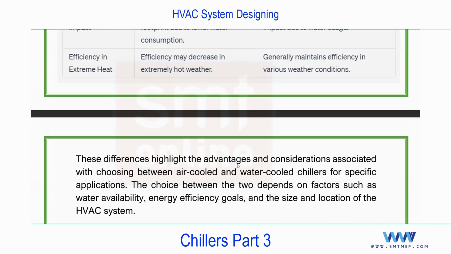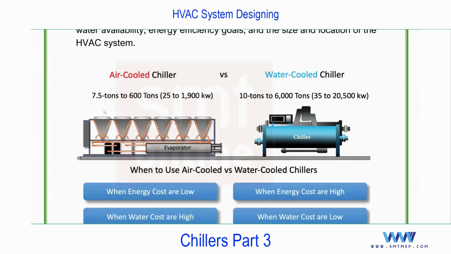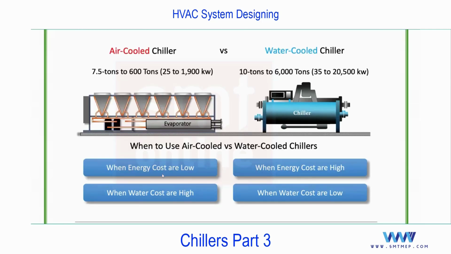Now, if you talk about the capacity, as we discussed, 7.5 to 600 tons for one unit of air cooled, but for water cooled up to 6,000 as a single unit. And the quick summary: generally we use air cooled when the energy cost is low and the water cost is high. This is one point, and we discussed the other points also. And for water cooled, when energy cost is high and water cost is low, we can suggest water cooled.